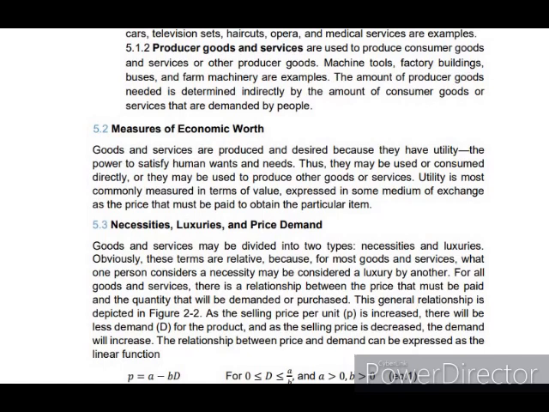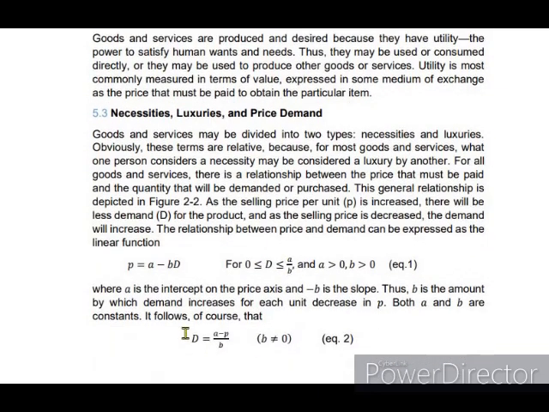The relationship between price and demand can be expressed as this linear function: price p is equal to a minus b times demand d, for 0 ≤ d ≤ a/b, where a > 0 and b > 0. So what are a and b? a is the intercept on the price axis, and b is the slope. So remember that a is the intercept on the price axis, and b is the slope.